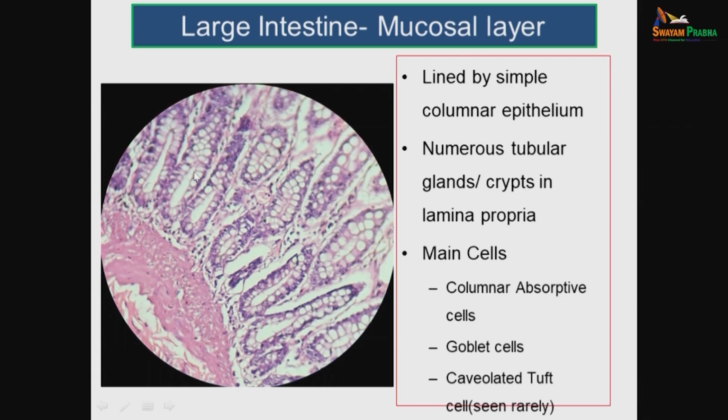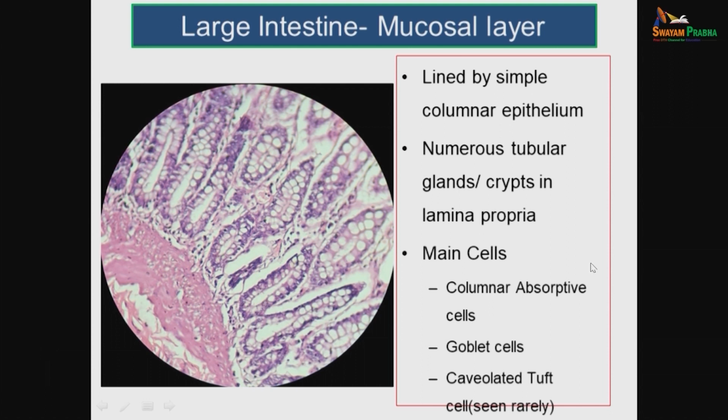Here in a routine H&E staining, that is hematoxylin and eosin staining, the goblet cells appear empty because the mucin, which fills the goblet cells, disappears in processing. So we have the epithelial layer lined by simple columnar cells and the goblet cells. There is an additional third type of cell, that is the caveolated tuft cell. Okay, they are seen very rarely. Now what are these cells? We will just see in detail.